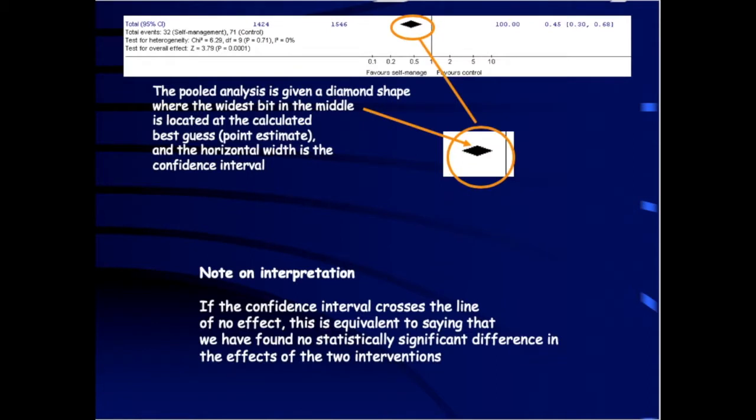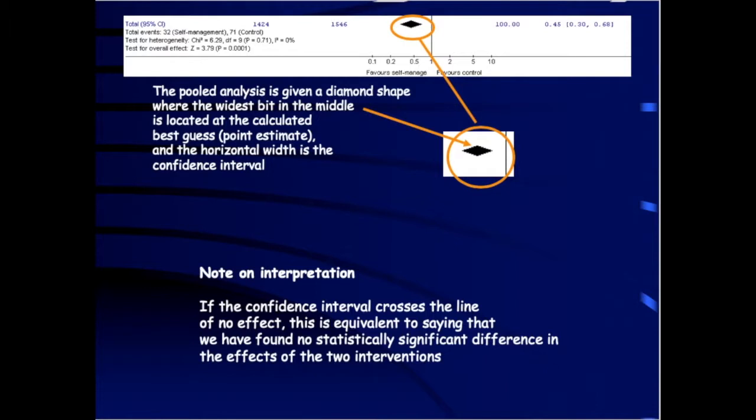The pooled analysis is given as a diamond shape where the widest bit of the middle is located and calculated the best guess point estimate. And the horizontal line width is the confidence interval. If the confidence interval crosses the line of no effect, this is equivalent to saying that we found no statistically significant difference in the effects of the two interventions. A little side note here, most persons find it much more useful to give your point estimate with the 95% confidence interval rather than just a p-value.